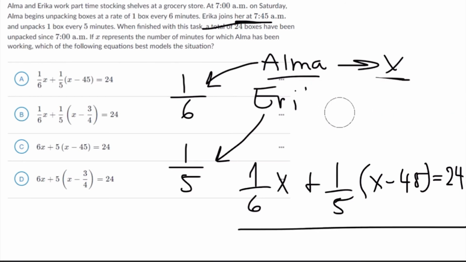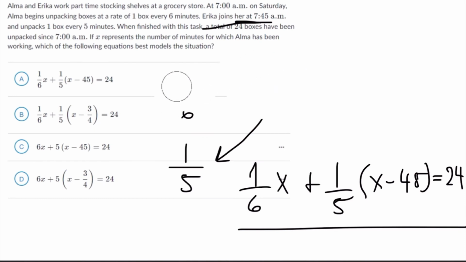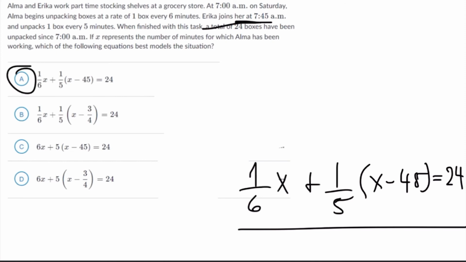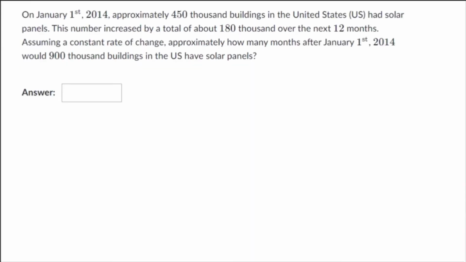Let me just get rid of this. Now, let's see the options. I think, yeah, A is the correct answer. It's exactly as we mentioned. So A is the correct answer for this question. They wrote, yep, everything's the same. So this is the correct equation to represent the situation above.